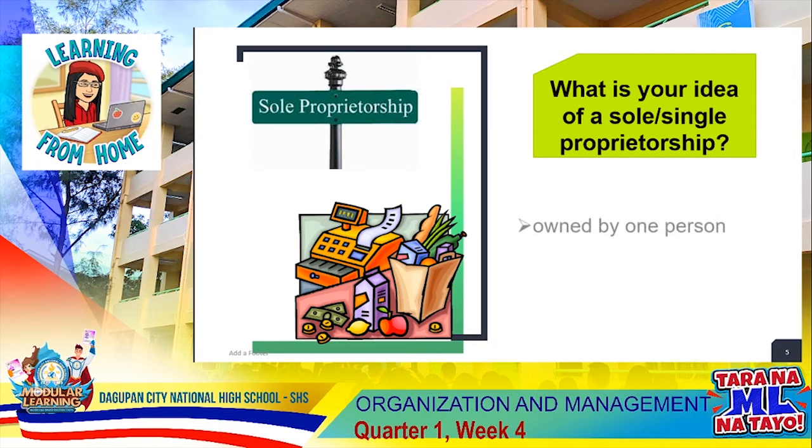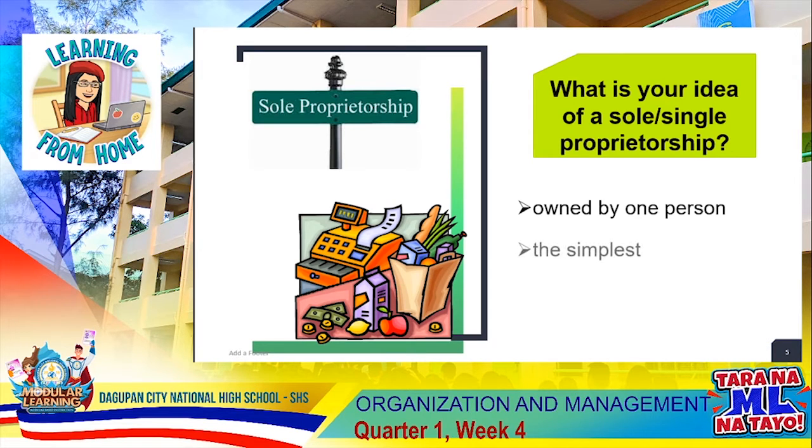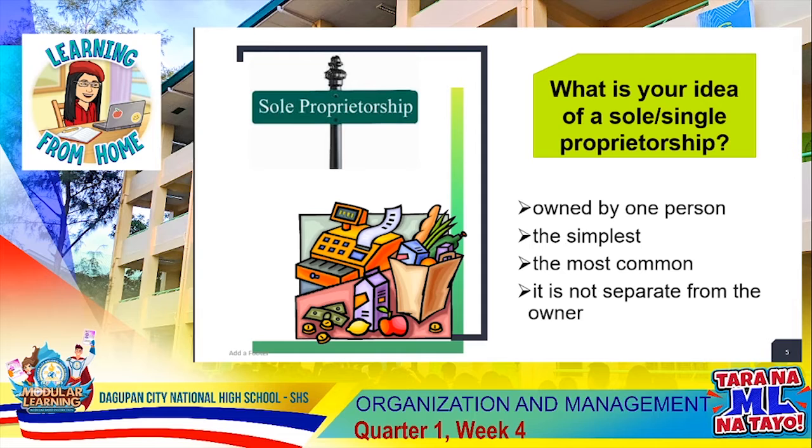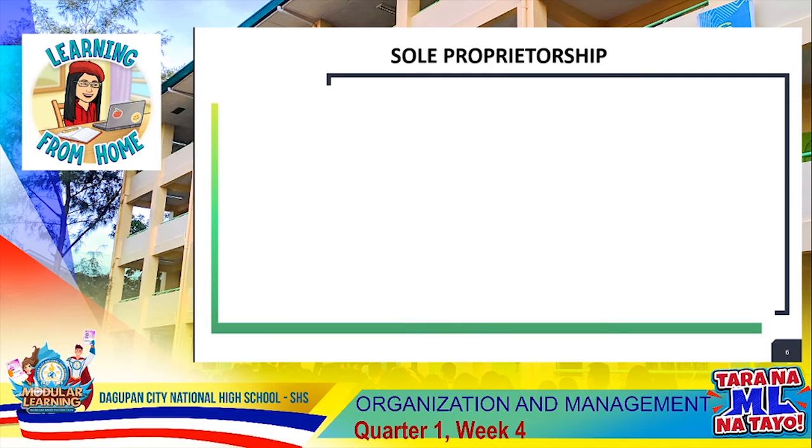Sole proprietorship is a form of business owned by one person, the simplest and the most common form of business organization. It is not separate from the owner. The business and the owner are inseparable. There are advantages and disadvantages of sole proprietorship form of business.